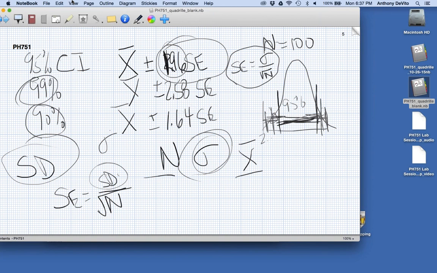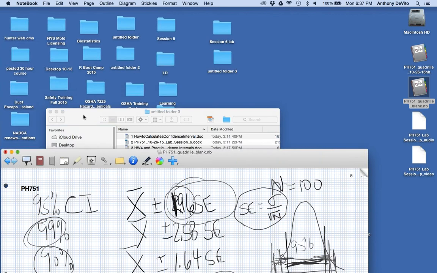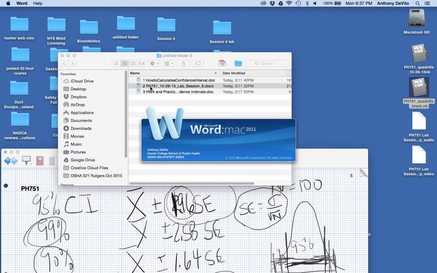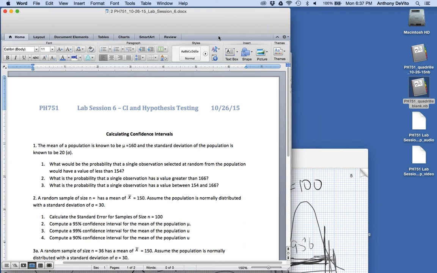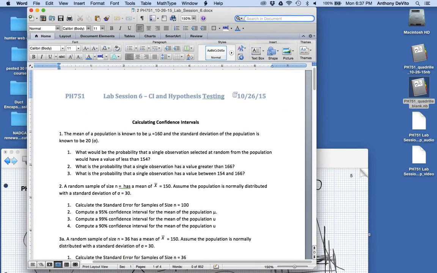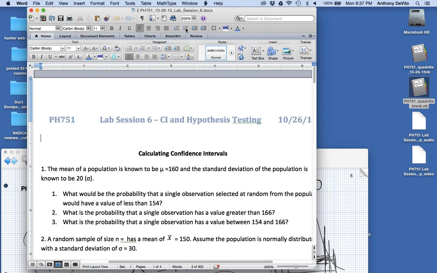Okay, so we're going to actually put this to work now. There's a document on Blackboard called number 2, lab session 6. That's the exercise that we're going to be working on. Okay, you guys online okay with that? Thanks for the reminder about the recording too. Okay, good. All right, let me blow this up a little bit so we can see a little bit better.